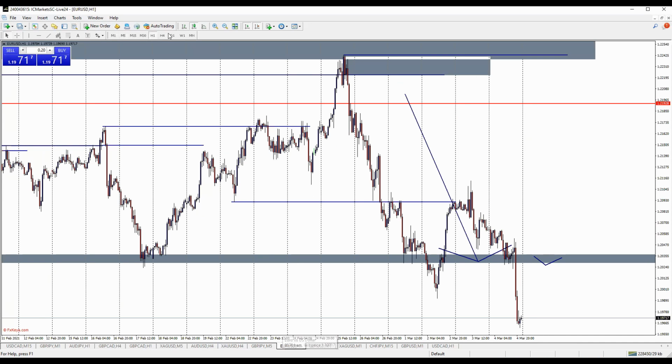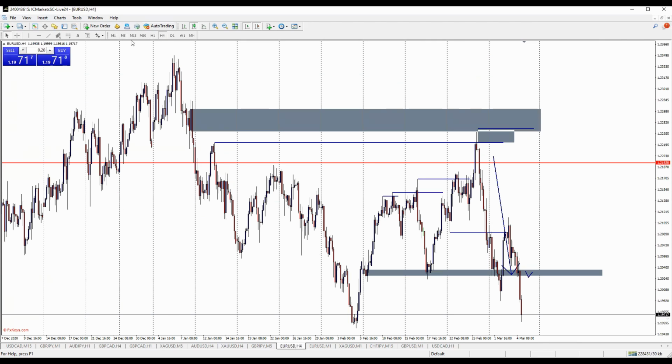So Euro US as well has sold off. It's almost hit the target that we wanted, which was 119.52. Now, this was a very mean stop hunt, but the price has done what it has to do, and it's almost going to hit the target. So we should leave this alone now until further notice.